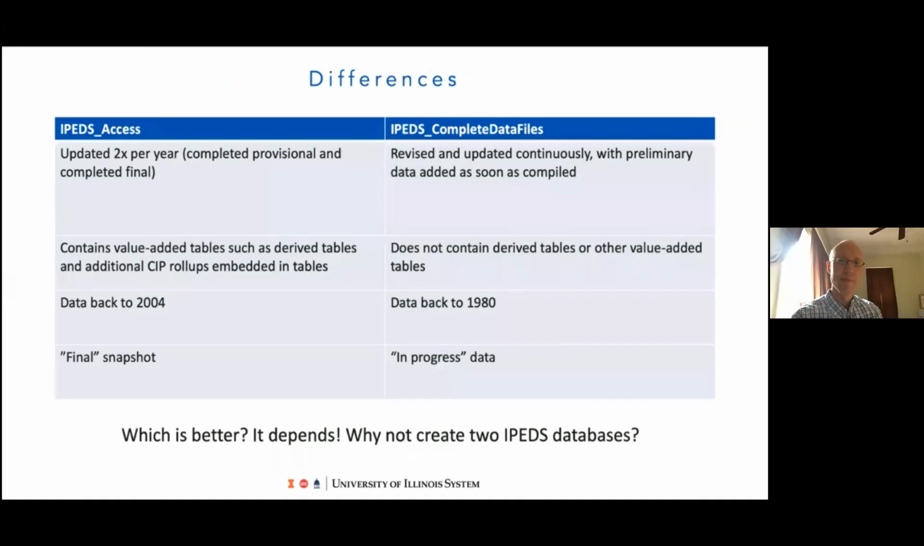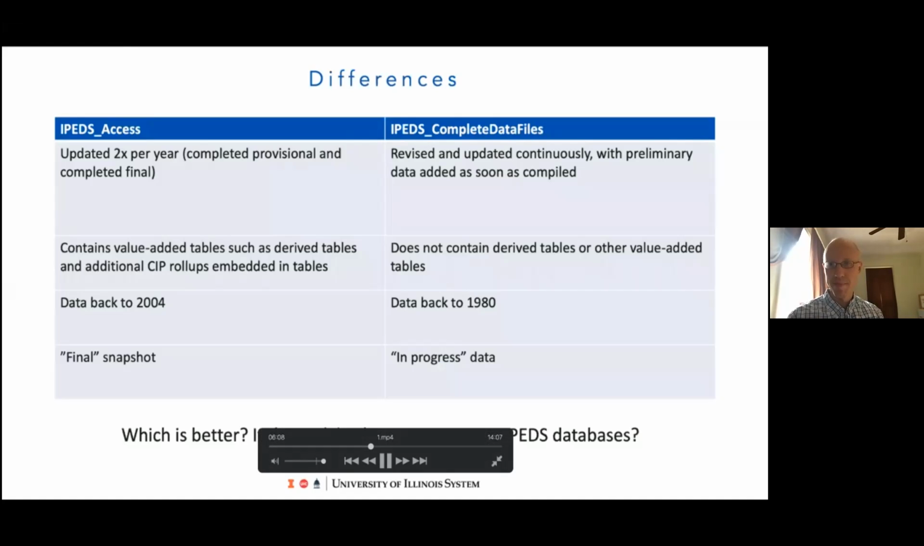Some of the differences between the two: the IPEDS Access files are updated only twice a year. They're updated once when the provisional data is complete and also when the final data is complete. And the complete data files are actually updated kind of all the time, just whenever new data is available or data is revised. They'll add it to the website before they will publish an updated IPEDS Access database.